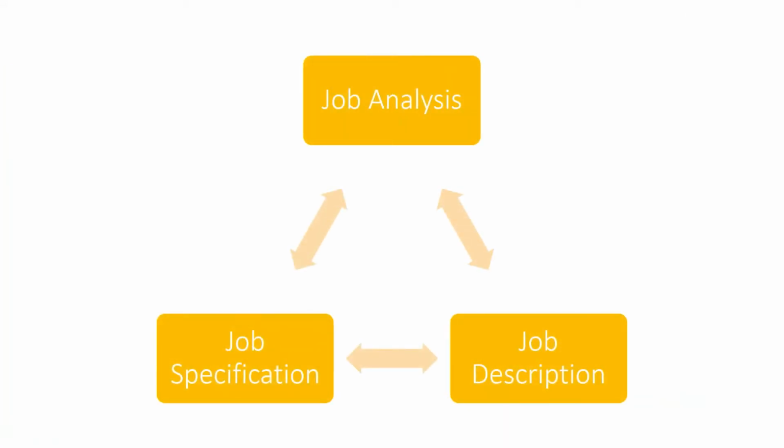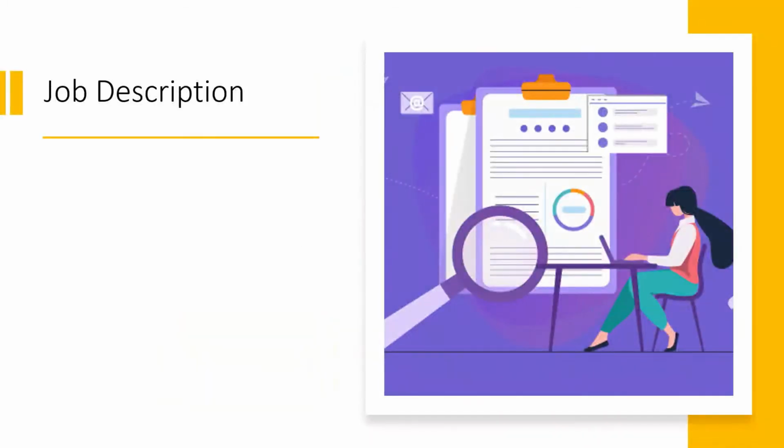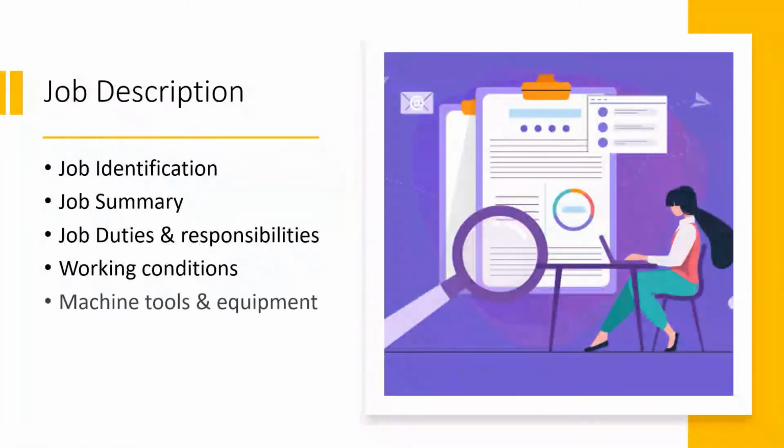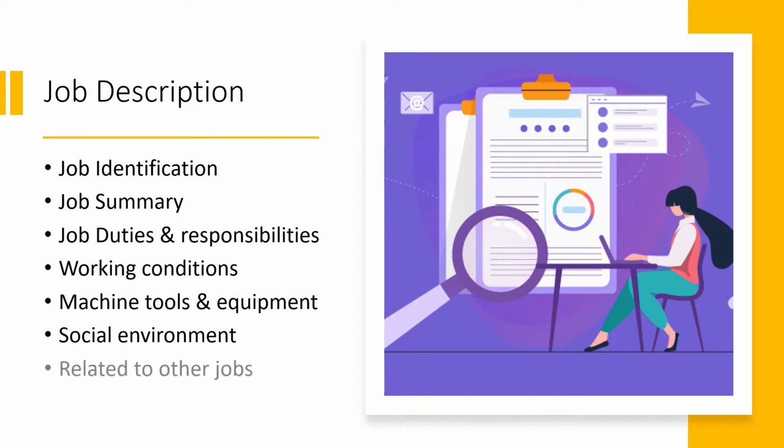So when we look at a general thing, job analysis is divided into job description and job specification. So it would look like this. Let's have a look in detail at what job description is. Job description will include job identification, job summary, job duties and responsibilities, working conditions at the job, machines, tools and equipment which will be handled at the job, social environment, and other things which are related to this particular job.